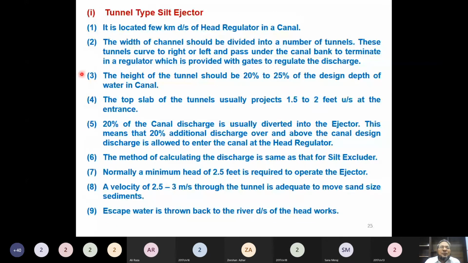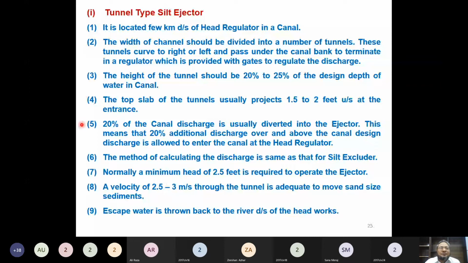And how much do we keep the height of the tunnels in case of silt ejector? Only 20 to 25%. Mean thodi depth rakhte hain. 1/3 is 33%. Okay. Number four, the top slab of the tunnels usually projects 1.5 to 2 feet upstream at the entrance. Wo thodi bahar project hui hai.